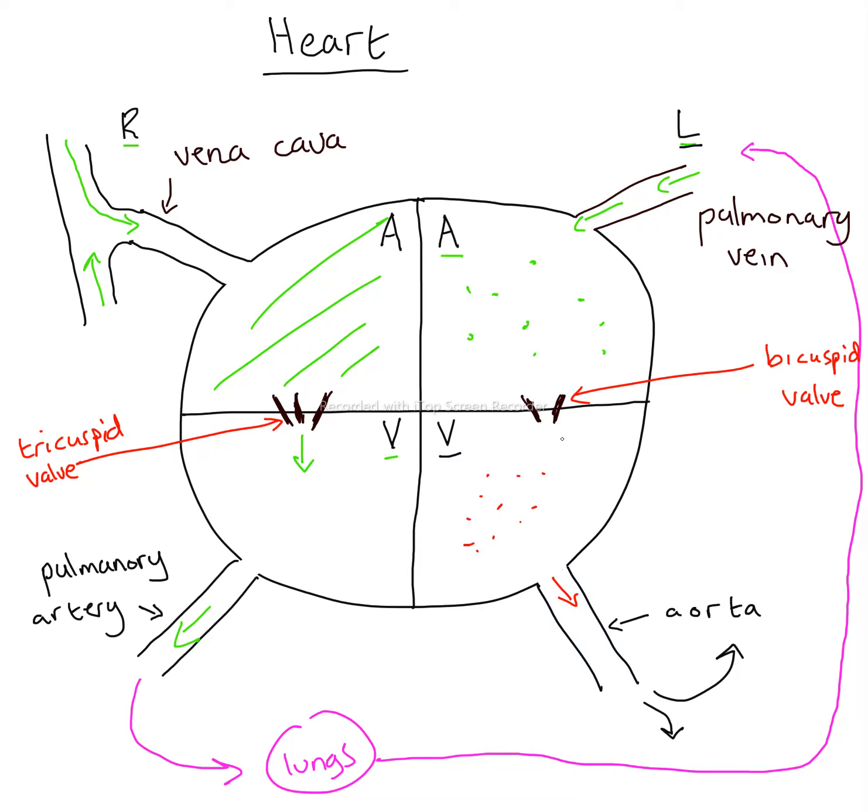Right, from here now, one more thing I need to point out. There's 2 valves here to stop backflow, and they're both called semi-lunar valves. They're called semi-lunar valves here, and they're both in the ventricles. So that's the flow of the blood through the heart. So let me quickly summarize it.